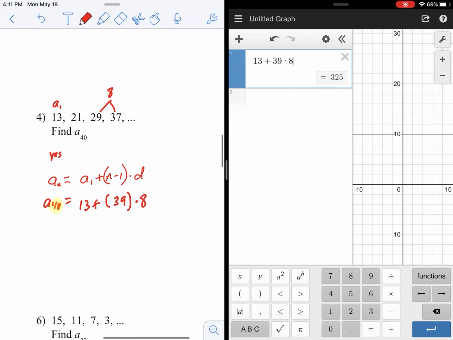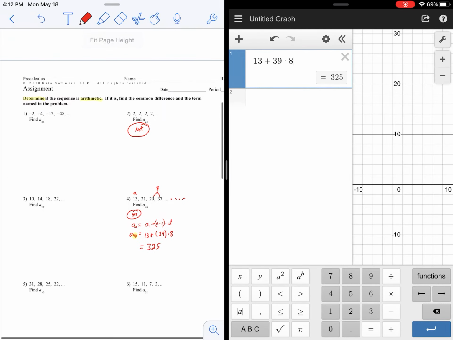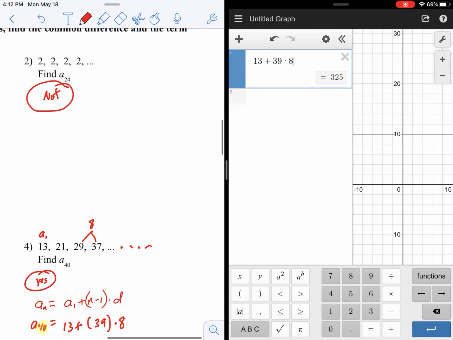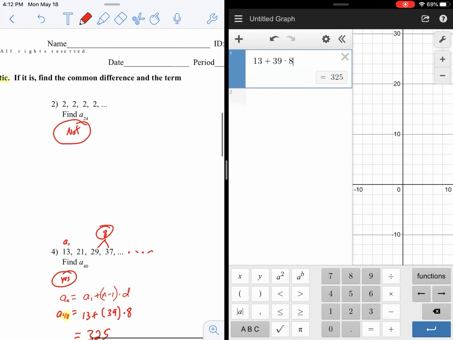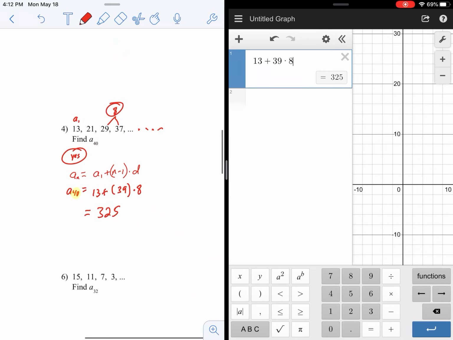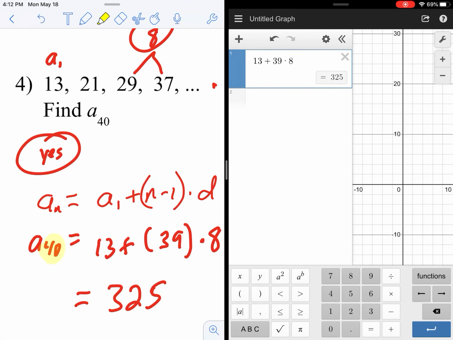So if we were to extend this pattern out to the 40th element, we should get 325. So is this an arithmetic sequence? Yes, we got 8 each time. Let me make sure I'm not skipping any of the directions. Find the common difference. The common difference we found, it was 8. And then the term named in the problem. That'd be A40. That was the term named in the problem. So the 40th term is right there.